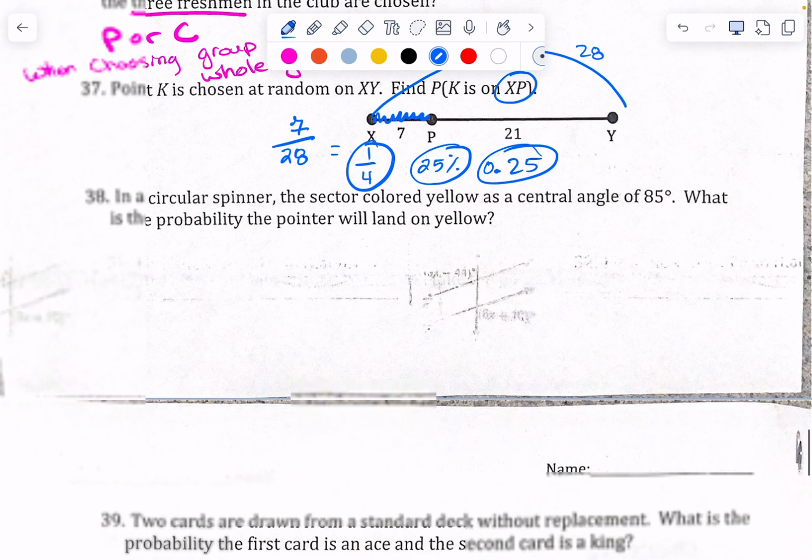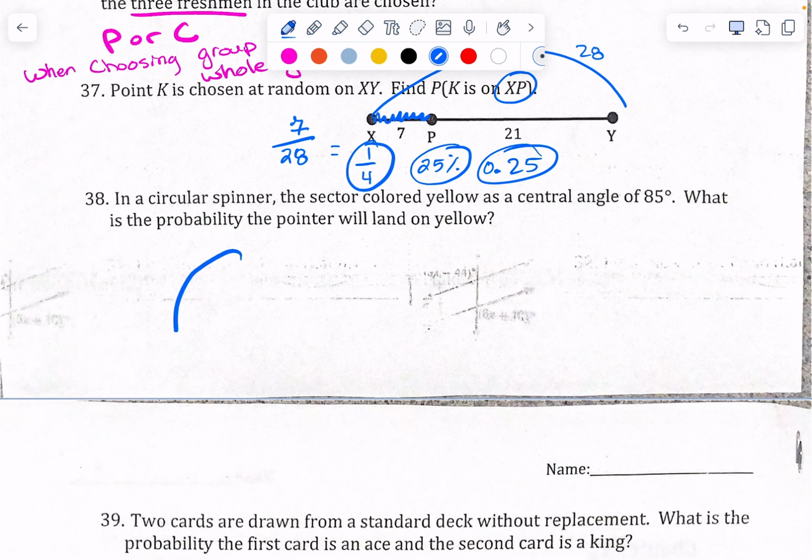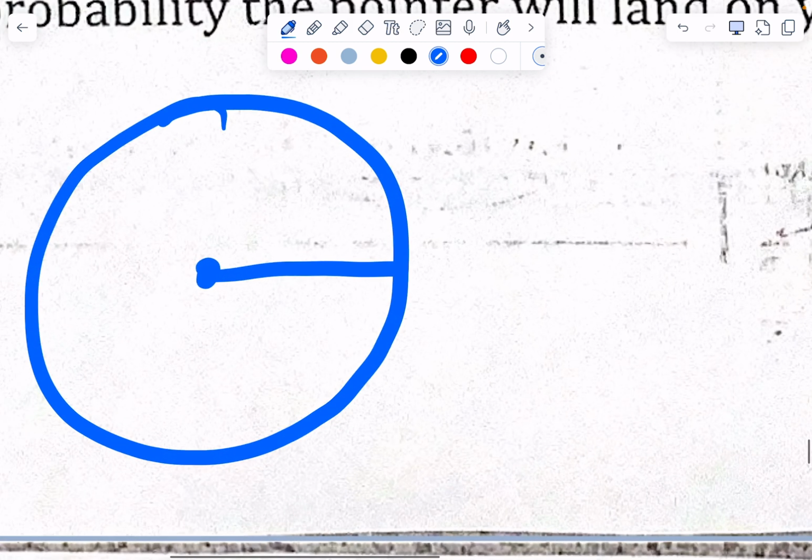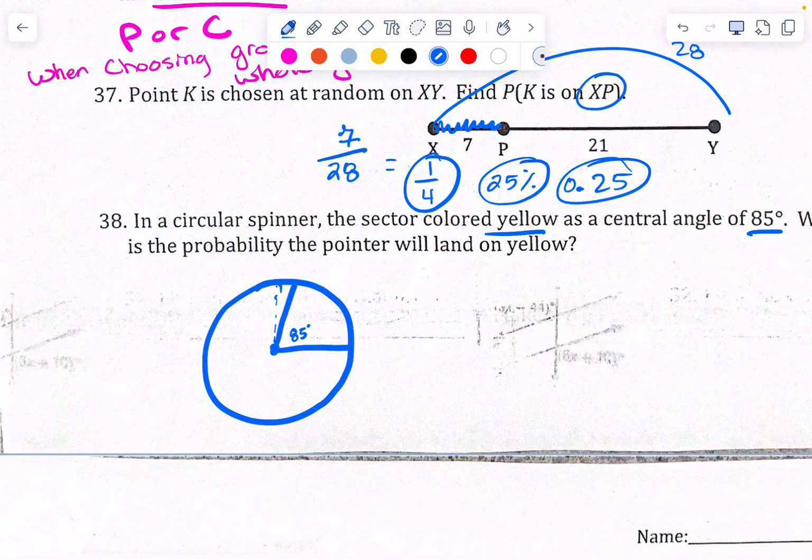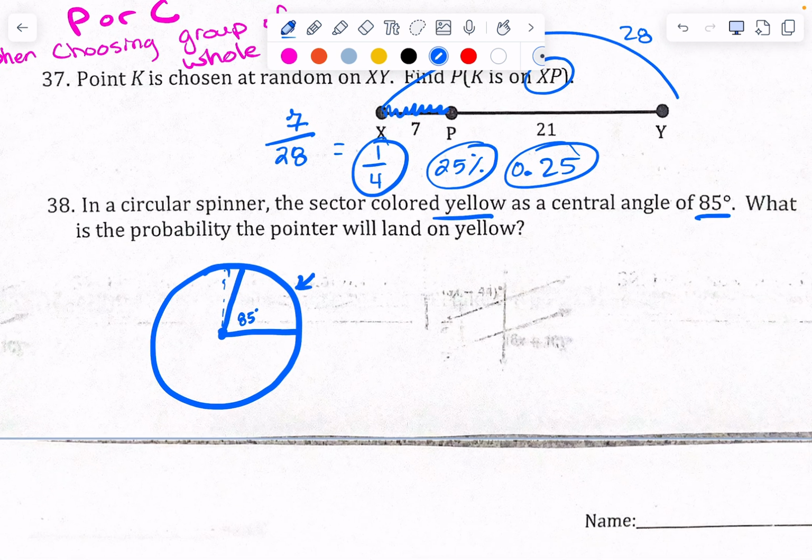Okay, next. In a circular spinner, I'm going to draw a picture. The sector that is colored yellow is a central angle of 85 degrees. How big is 85 degrees-ish? About 90 degrees. How big is about 90? Like a right angle, right? Like a fourth of the circle, right? So 85 degrees, this is 90 right here. 85 might be like there, right? Okay, cool. That is yellow. This is my yellow section.